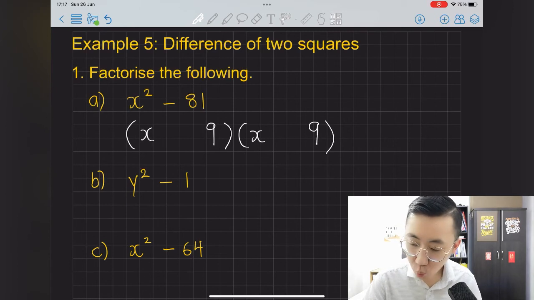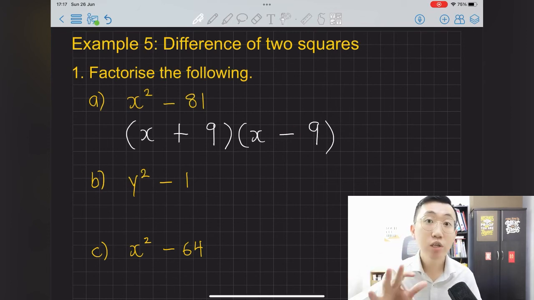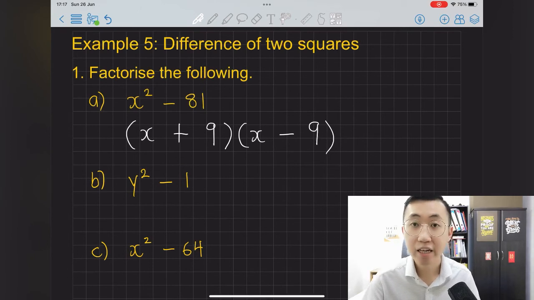Alright, and then in one of the brackets you just put plus, and in the other bracket you just put minus. So I am just going to put plus and minus. It doesn't matter which one goes first. If you want to put minus first, you also can. It will be the same. So that's how you do question A.